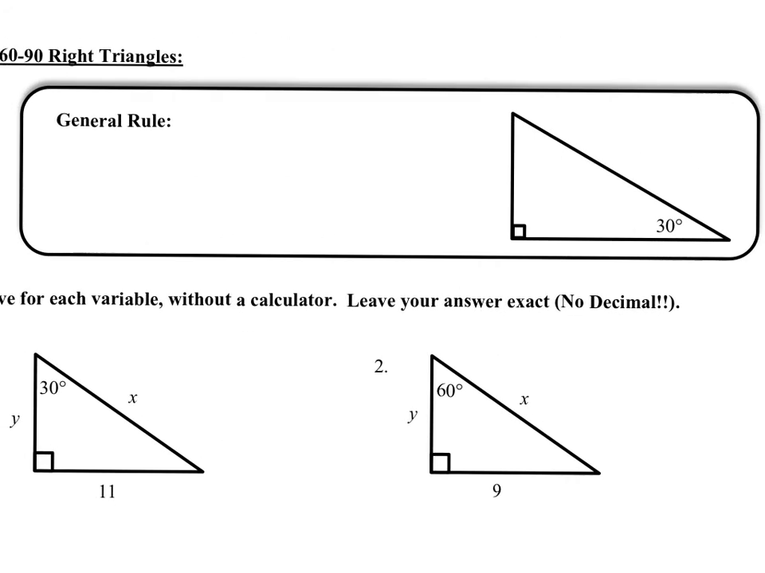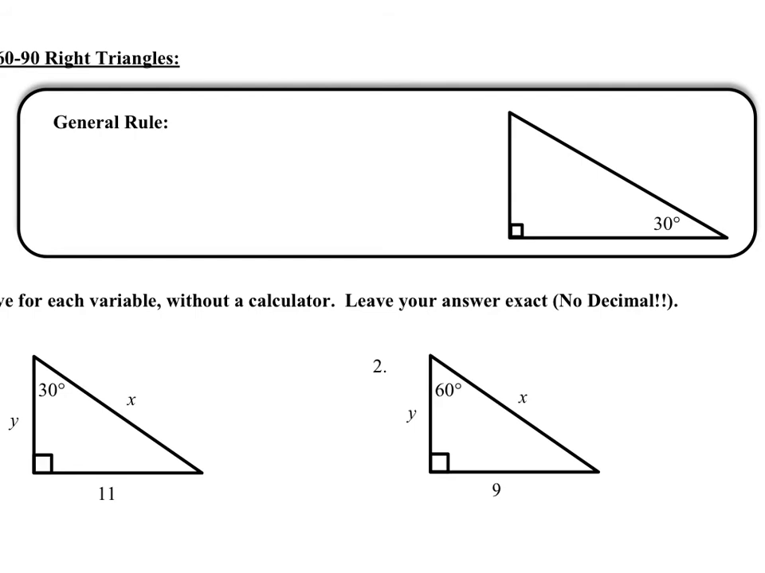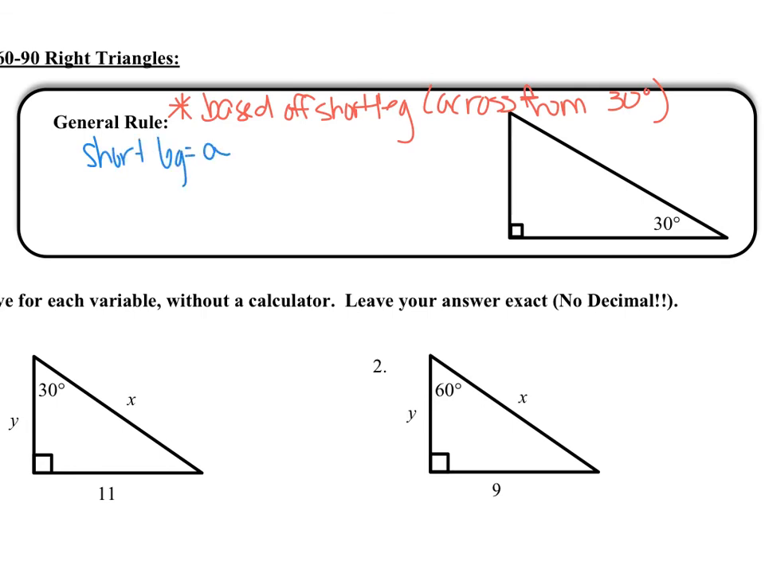And this one is for a 30, 60, 90. Okay, really important here is that everything is based off the short leg. So when we do this organizational chart, it's always based off the short leg. How do we know which one's the short leg? It's across or opposite from the 30-degree angle. So our short leg is going to be A, so that's across from 30 degrees.